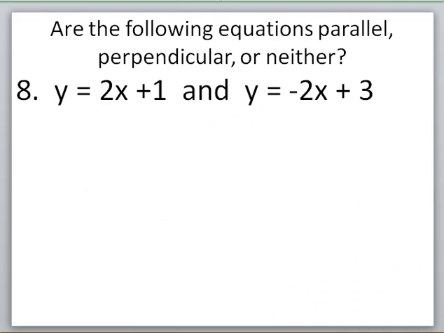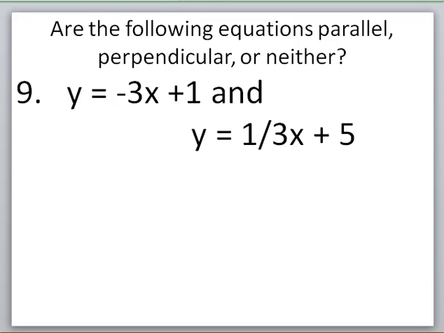The next example, we're going to find the slopes first. We need to find the slopes of the two lines that are given. The first slope is 2 and the second slope is negative 2. These two slopes are neither the same, nor are they negative reciprocals of each other, so we would denote these lines as neither parallel or perpendicular.